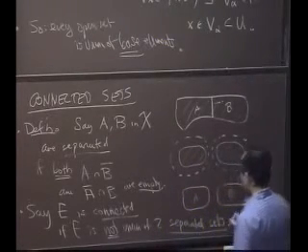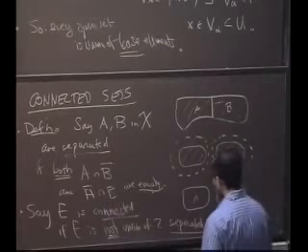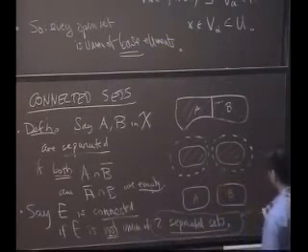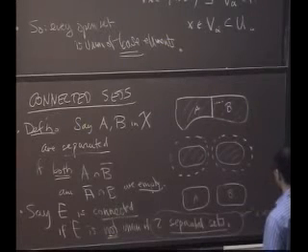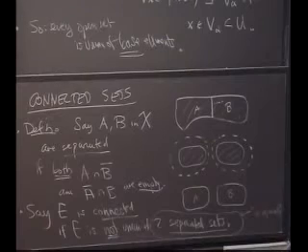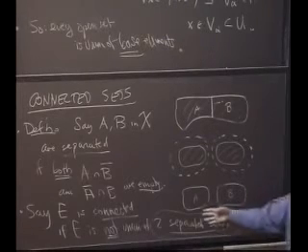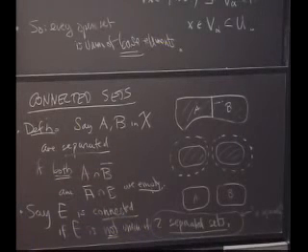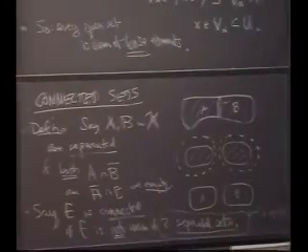Okay. If you have two separated sets, what do you think we call them? We call this a separation. Okay, not surprisingly. So if you can't find a separation of E, then it's connected. Okay? And so these examples give a clue as to what that means.